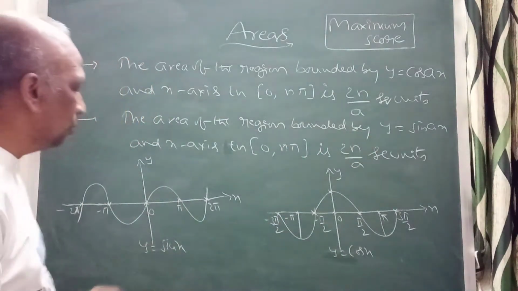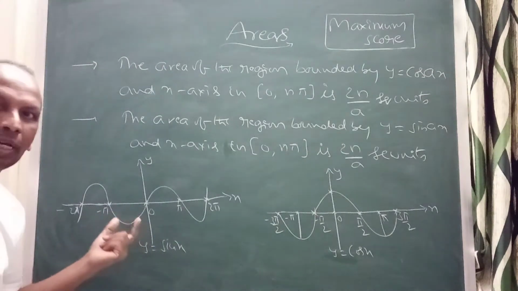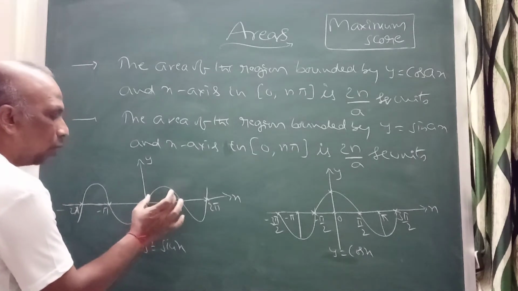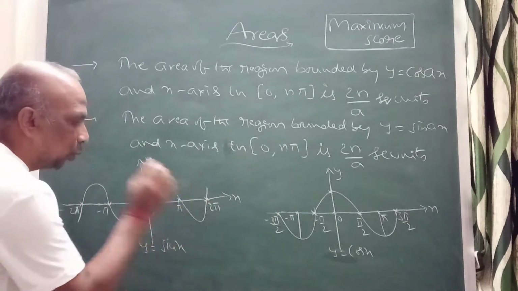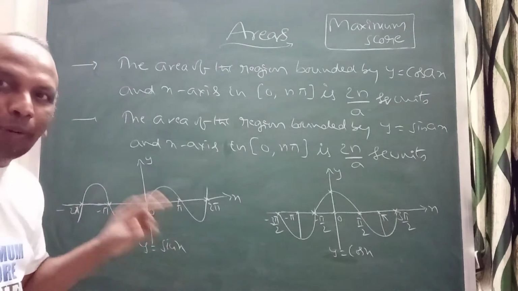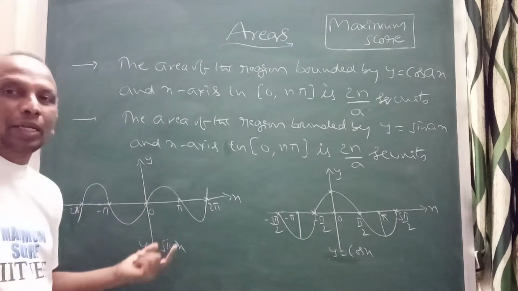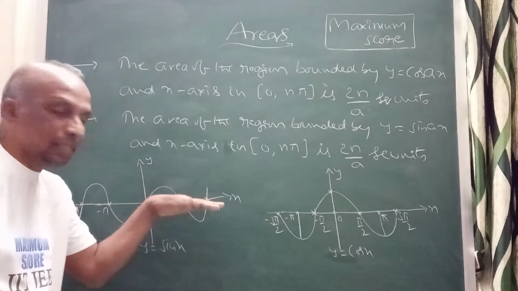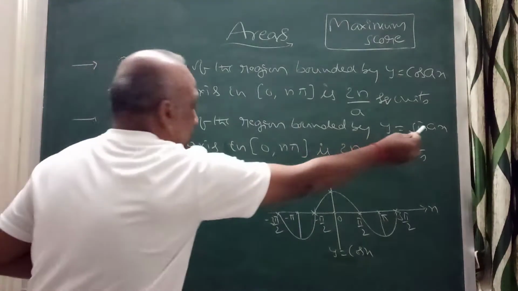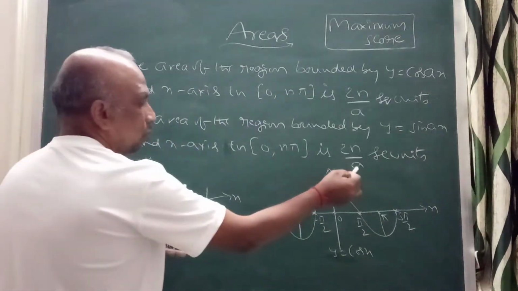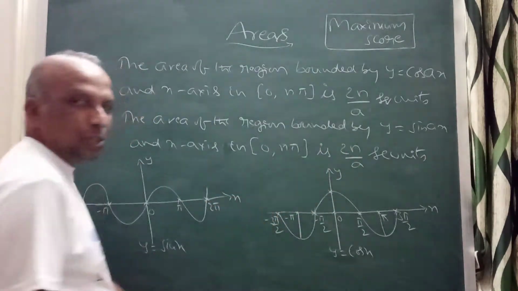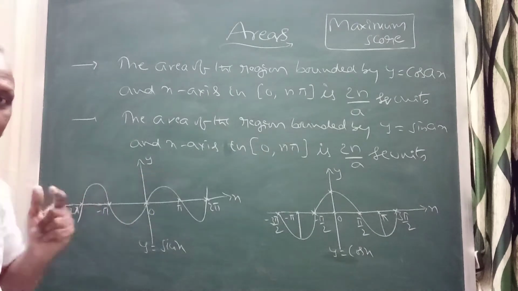For example, you have taken y equal to sin x. This is the y equal to sin x graph. Actually this is called one loop. This loop area is always 2 units, and this loop also 2 units. Suppose they are asking the area between 0 to pi. The area of y equal to sin x along with the x axis between 0 to pi is 2 units. Then check with the formula: a is equal to 1, n is equal to 1. 0 to pi means you get 2 units only. This is one loop, the area is 2 units.